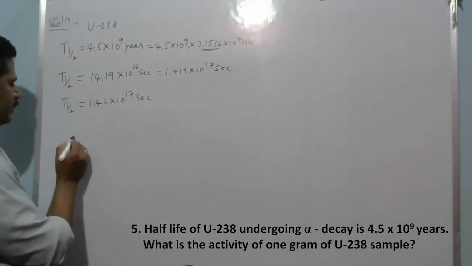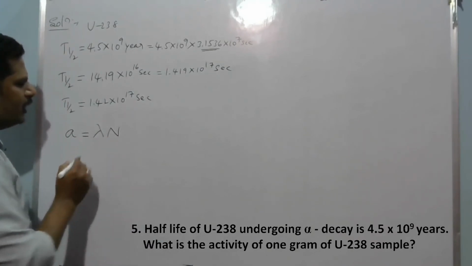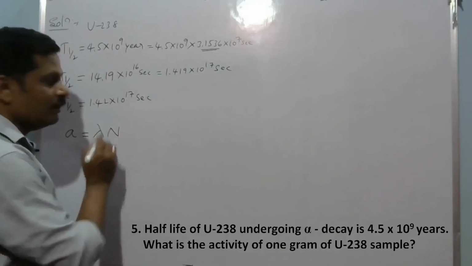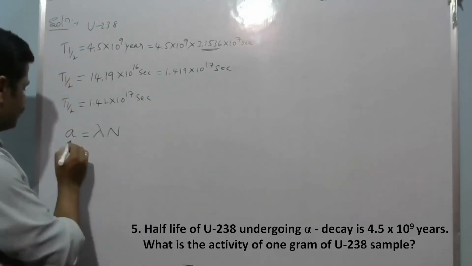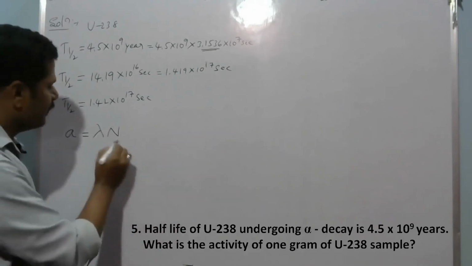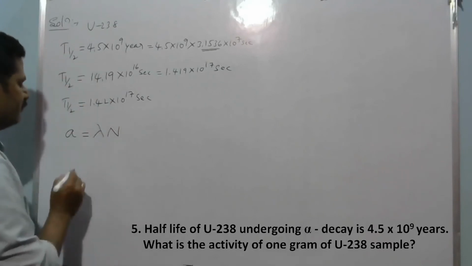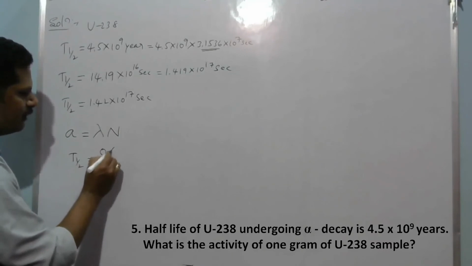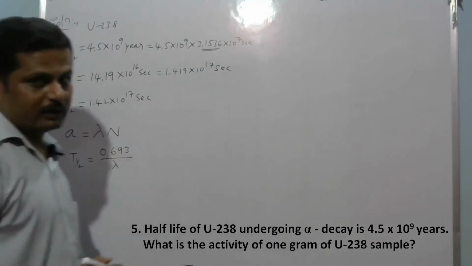We know that the activity of the radioactive substance is equal to lambda N. So to find the activity, we need the decay constant lambda as well as the number of atoms present in 1 gram of the radioactive substance. Let me find lambda first, and after that the number of atoms. We have a relationship between lambda and half-life: half-life is equal to 0.693 divided by lambda.